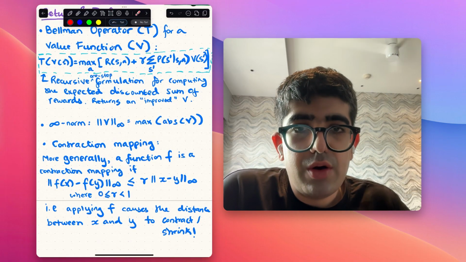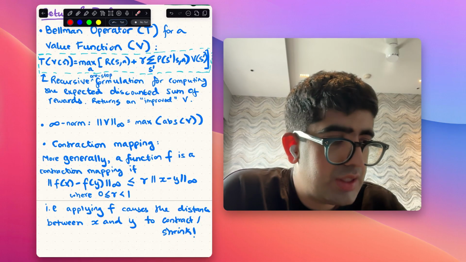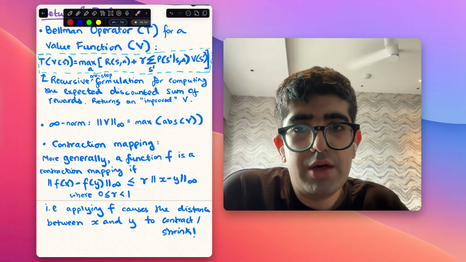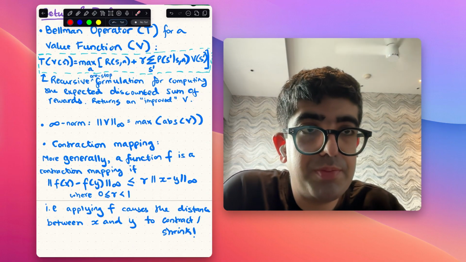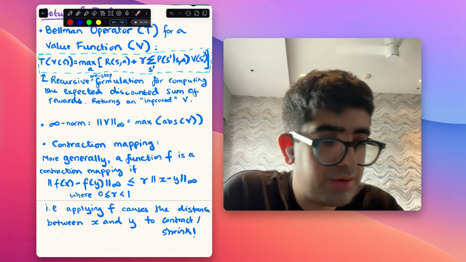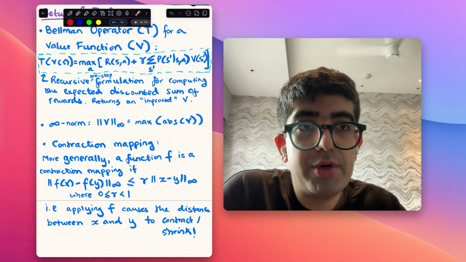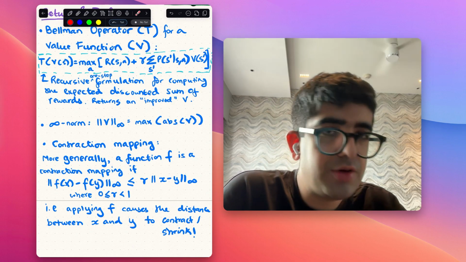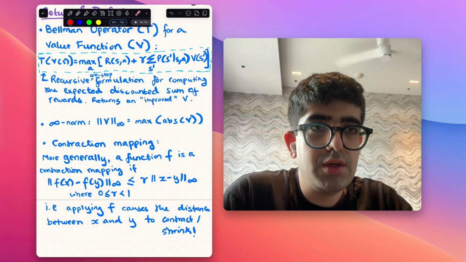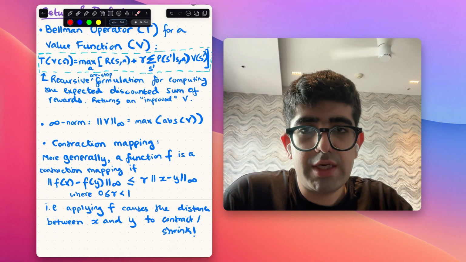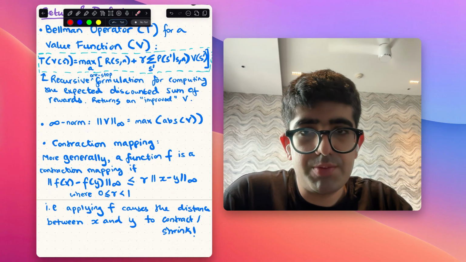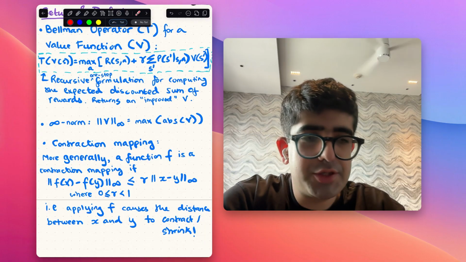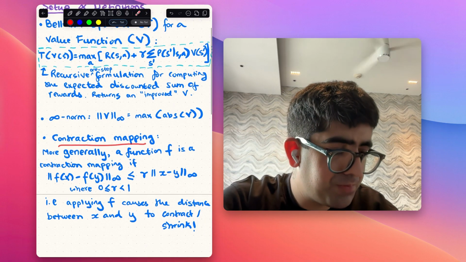Now, the infinity norm is very simply just the maximum absolute value of the input to the infinity norm. So typically, you will provide a vector as an input to the infinity norm, and the output is just a single value which corresponds to the maximum absolute value of the input vector. Now, in this proof, the reason why we use an infinity norm is that it acts as a proxy for distance. And now let's understand what a contraction or a contraction mapping is.